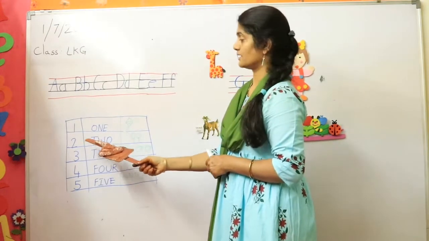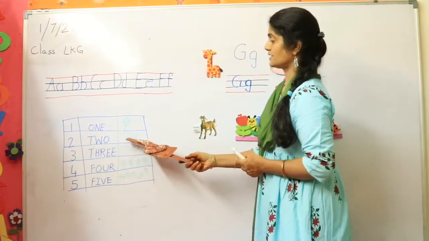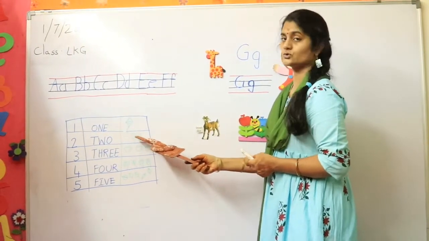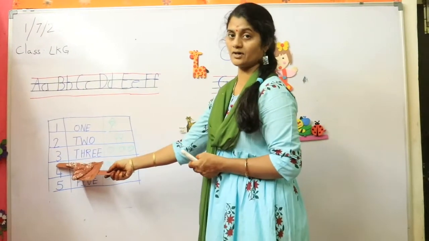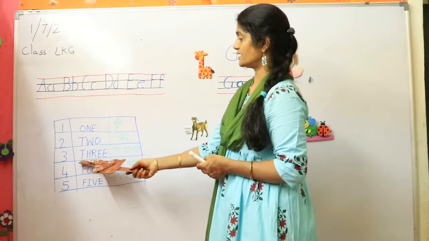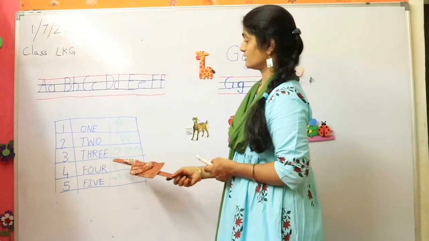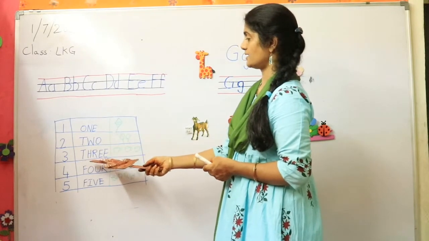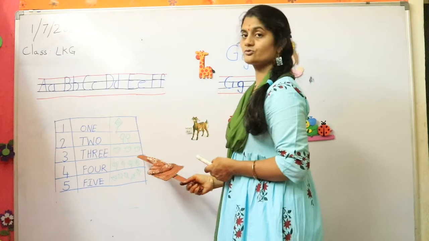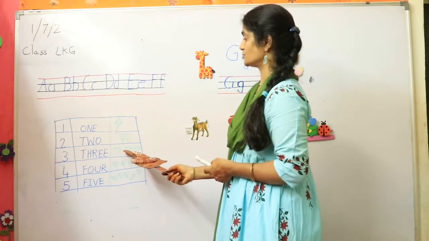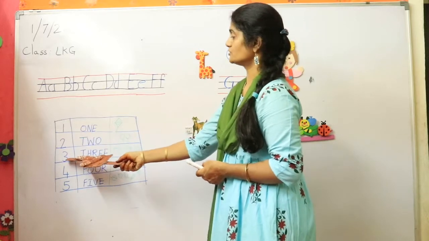2. T-W-O 2. T-W-O 2. There are 1, 2. 2 balloons. Very good. Now what is the next number? Number 3. T-H-R-E-E 3. T-H-R-E-E 3. How many cups do you see here? 1, 2, 3. 3 cups.